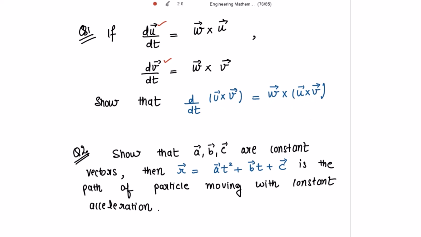Right, this we need to show first. And secondly, we need to show that if a, b, c are constant vectors, then if r vector is given to us, this is the path of a particle moving with constant acceleration. Okay, let's move on to the first solution. We need to show this left hand side to be equal to this right hand side.